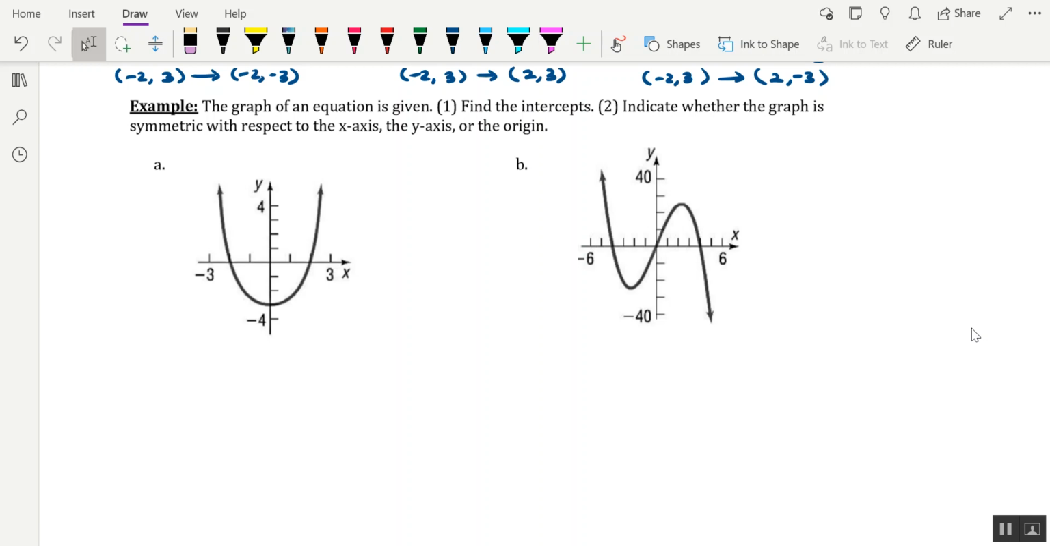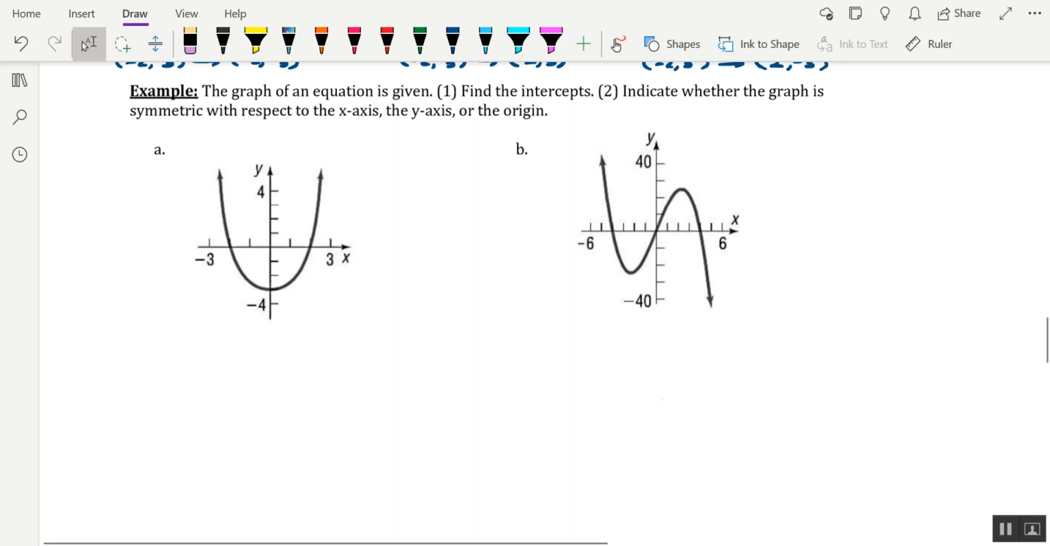In this video, we're going to examine two graphs in a special way. Provided these graphs, we want to find the intercepts, and we also want to indicate whether the graph is symmetric with respect to the x-axis, y-axis, or the origin. So let's start with the graph in part A.